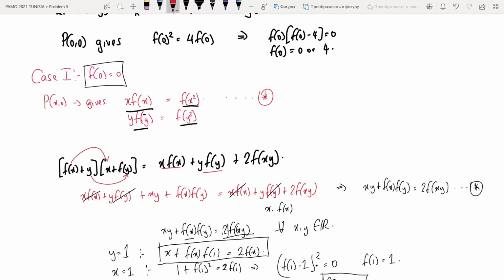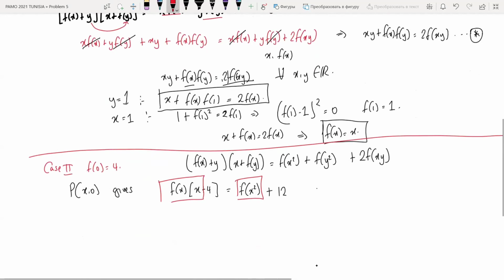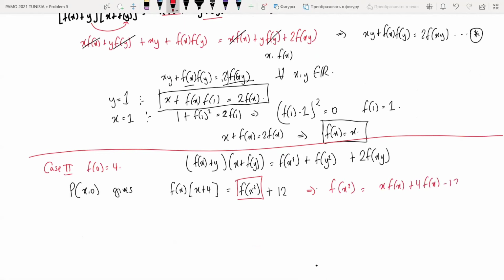So everything is going to be similar to this first case, because in the long run we're still going to expand the left-hand side and hopefully some things cancel out. So that's what we're going to do. We're going to try to make f of x squared the subject of the formula here. That gives us f of x squared equals x f of x plus 4 f of x minus 12.